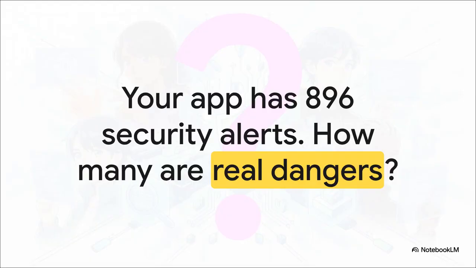So I want you to imagine you're a developer for a second. An automated tool scans your app, and it comes back with this: 896 potential security alerts. And that's not some made-up number. It's what one tool found in a real project called GPAC. So now it's your job to sift through all of that and figure out what's a real threat and what's just noise. It's the classic needle in a haystack problem, and it's absolutely overwhelming developers everywhere.